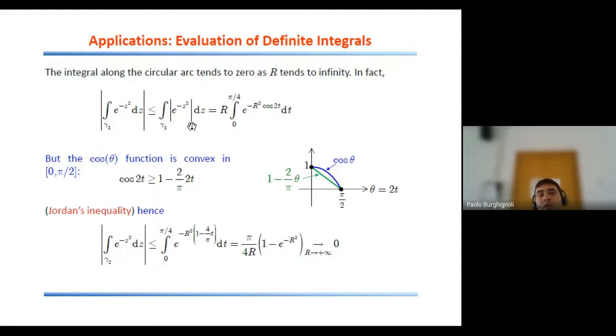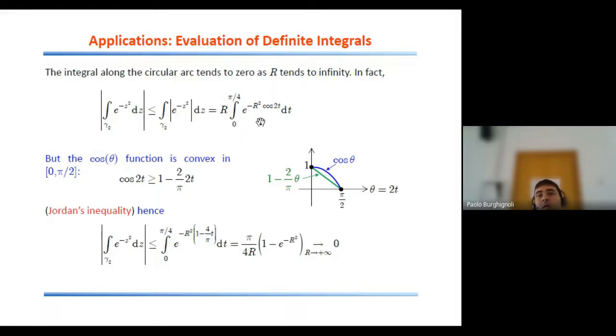by integrating the absolute value of the exponential. Now, the absolute value of the exponential, if you perform the calculation, which is trivial, is given by the real exponential e to minus r squared cosine of 2t. This must be integrated from 0 to pi over 4, and there is also this radius that pops out from the differential and that has been taken outside the integral.